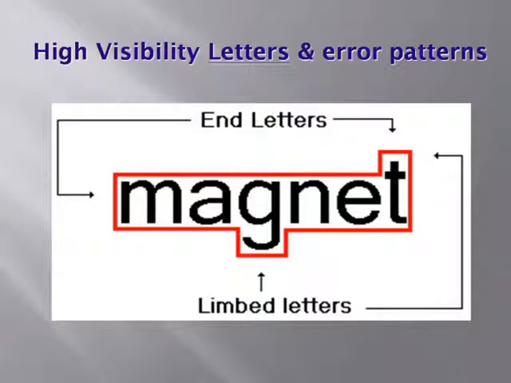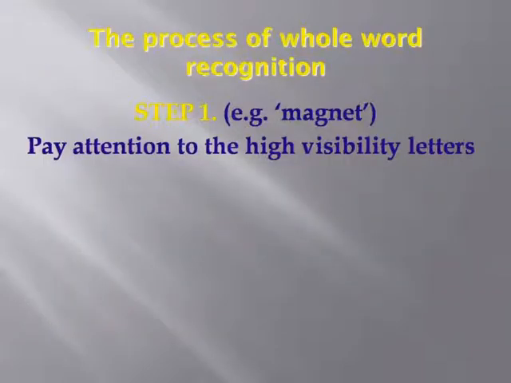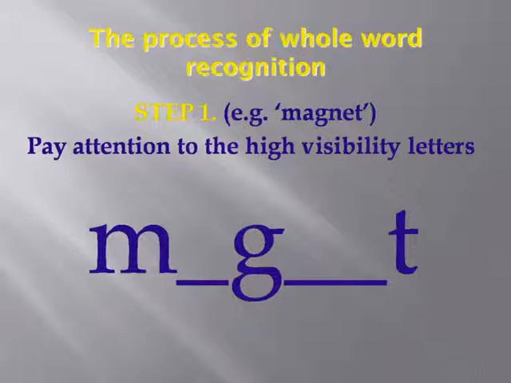But eventually we turned our attention to words. And we found that for some children, but not all, they were processing words like pictures. They were processing the letters that were adjacent to spaces, like the M and the T in magnet, because they've got spaces at the end. The G and the T are also high visibility letters because the G and the T have tails, one that sticks down, the other that sticks up into surrounding space. So these are what we call high visibility letters. The process of whole word recognition is as follows. First of all, you pay attention to the high visibility letters, the M, the G and the T.